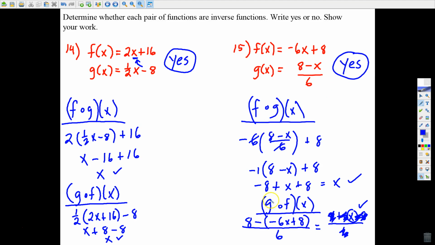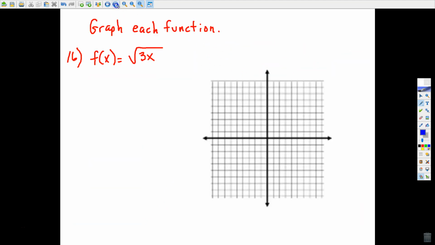So just do your check. F of g of x, g of f of x, you must get x in both cases for these to be inverses. If you get x with one but not the other, they're not inverses. Okay. All right, let's graph some square root functions.